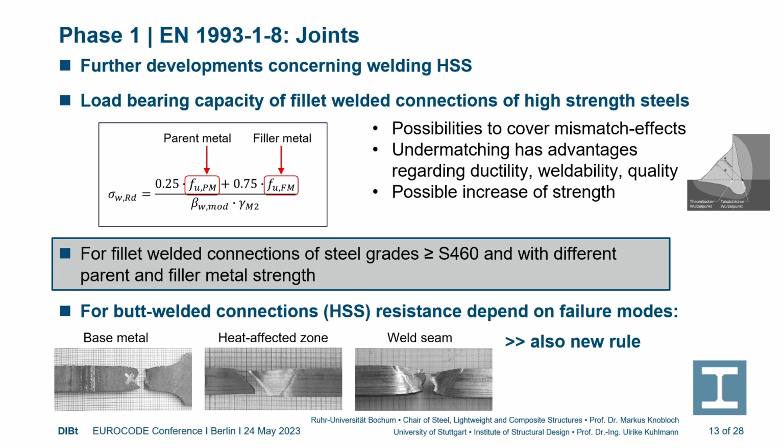For butt welded connection, the situation is a bit different. We discovered when welding high strength steel, S700 for example, that there is the danger that next to the weld we have something which we call soft zone. So this soft zone might lead to a failure in the heat affected zone or in the weld itself. And of course, a reduction of the strength of that.